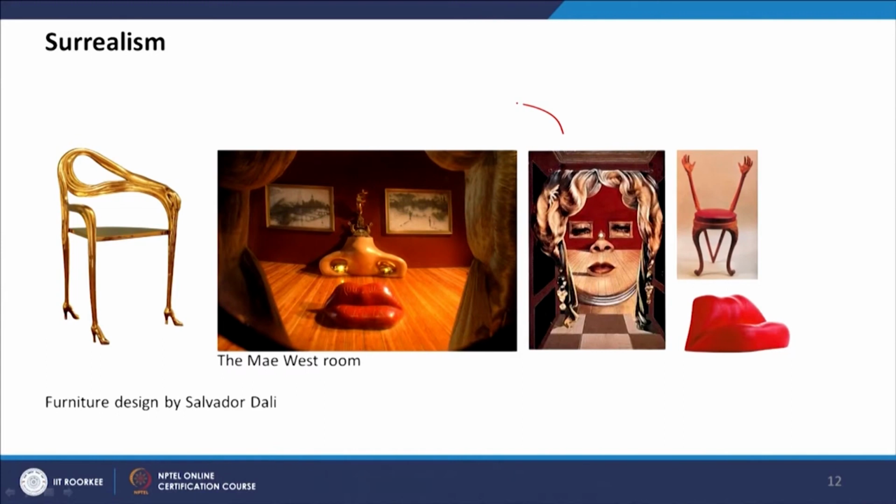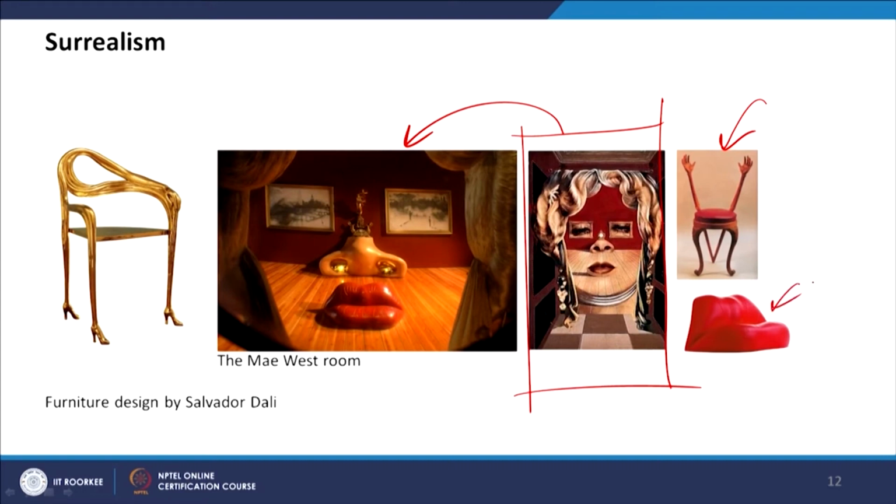So this is Mae West, the actress Mae West room, which is in the Salvador Dali Museum, which is based on a Salvador Dali painting, a very surrealist painting of Mae West. This is a composition which is actually a combination of different furniture, like a room, but this also depicts Mae West's face, and the furniture design depicts metaphorically the combination of human body elements.